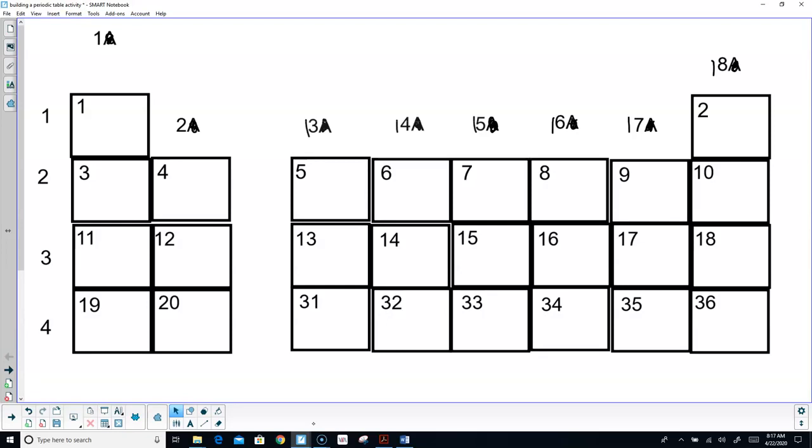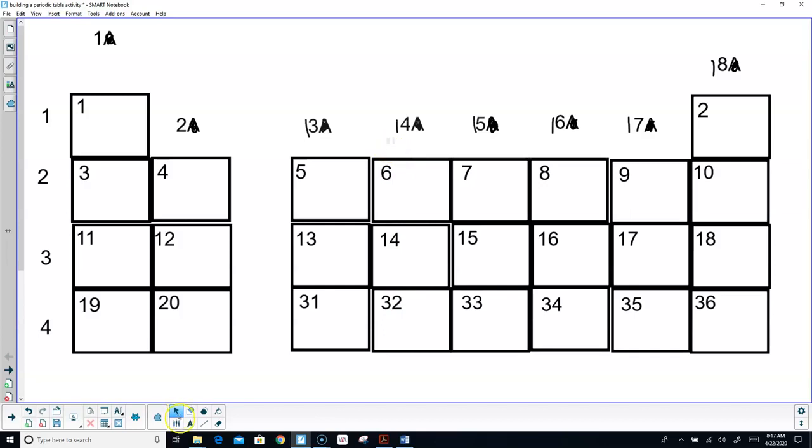Looking at this, clue number 2 says H has 4 valence electrons. Well, I know what group has 4 valence electrons. It's group 14. That means H is going to go in one of these 3 boxes, but I don't know which one.